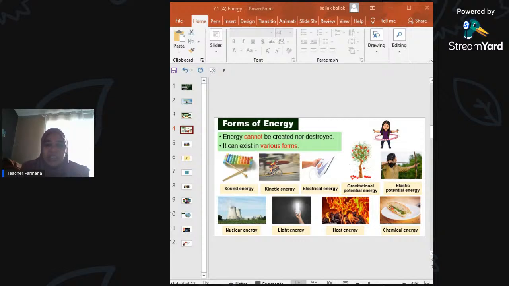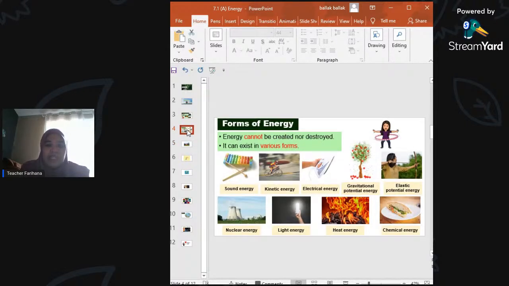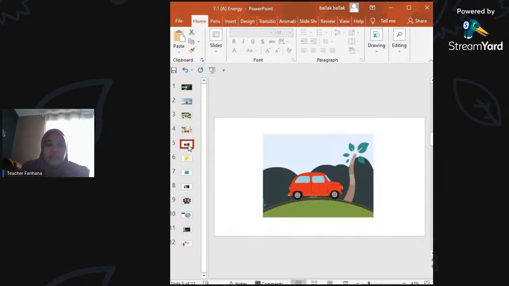Okay, we'll look at the next slide. Can you tell me what energy? Write it at the comment. What type of energy? Here are the clues: forms of energy, sound, kinetic, electrical, nuclear, light, heat, chemical. So the first picture, can anyone tell me what kind of energy?